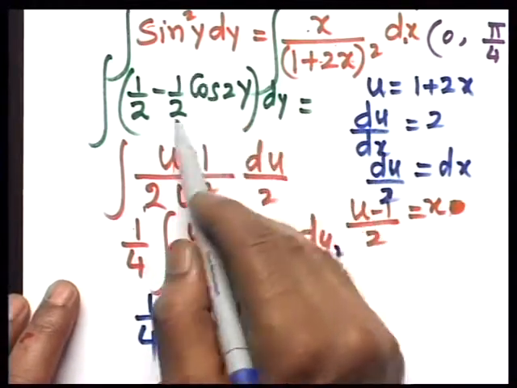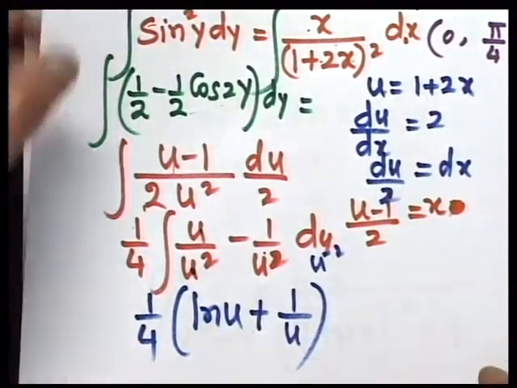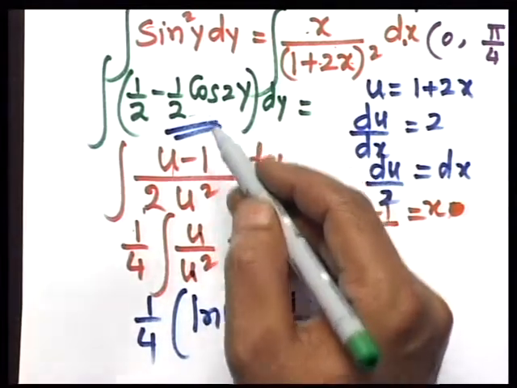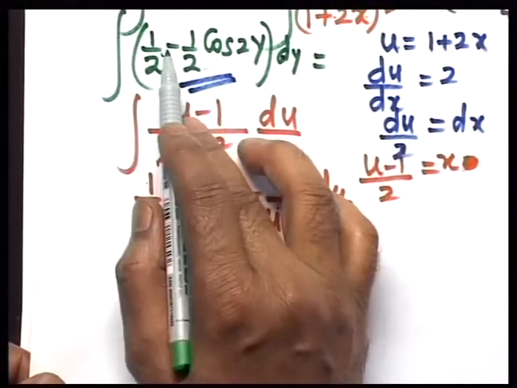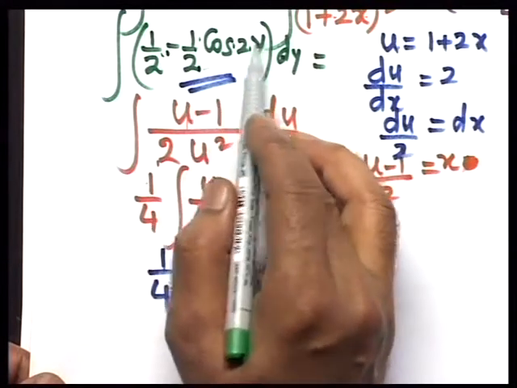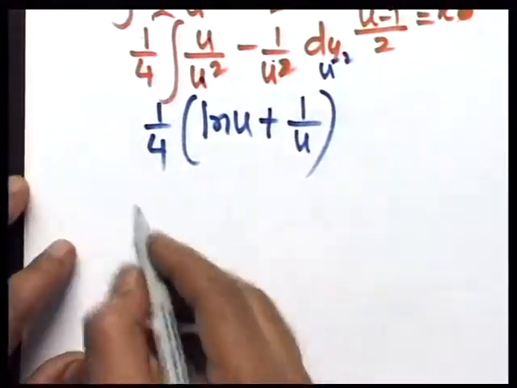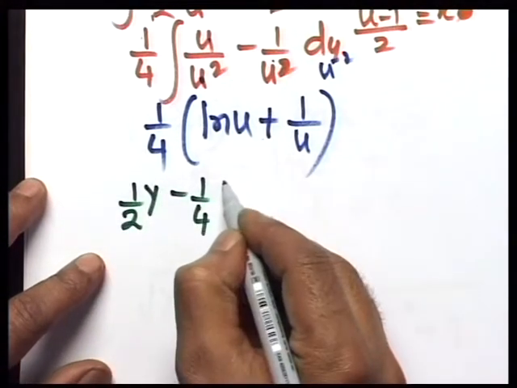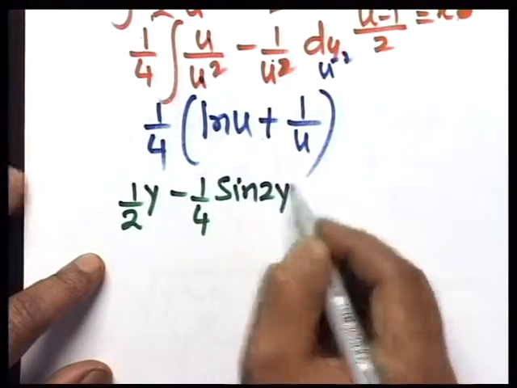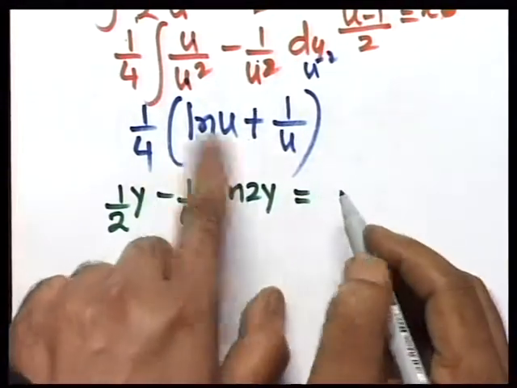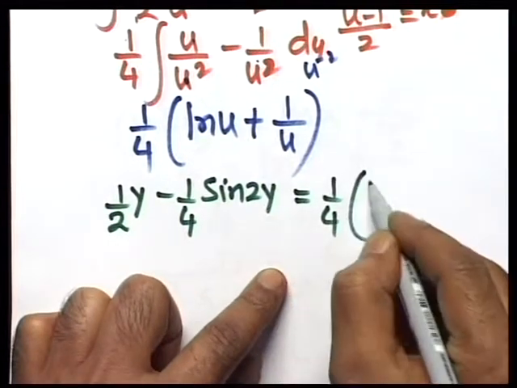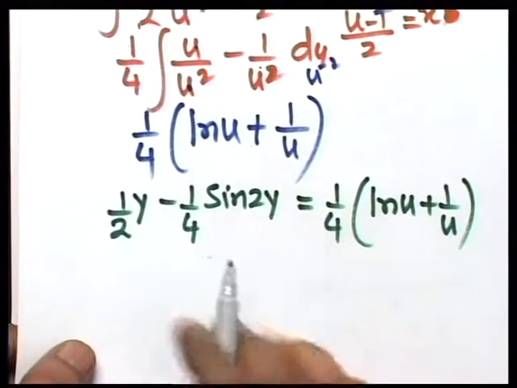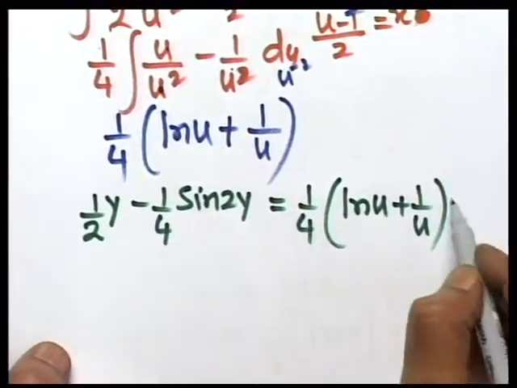Left hand side integration we haven't done yet. We are running short of space, but I will do that in the same green ink at the bottom here. Watch. Half y minus a quarter sine 2y, right? That's what we get on the left hand side. Right hand side is this: 1 quarter inside the bracket, ln u plus 1 over u. Guys, that's the general solution. We need to say plus c.